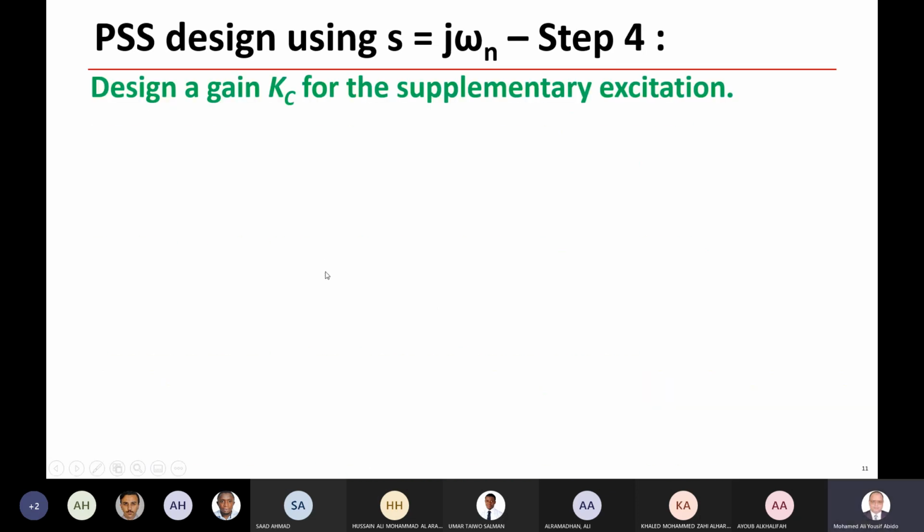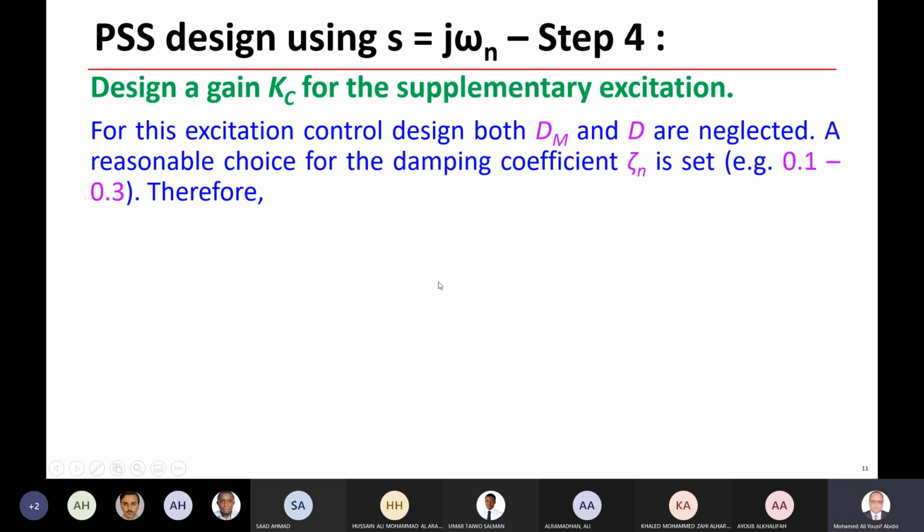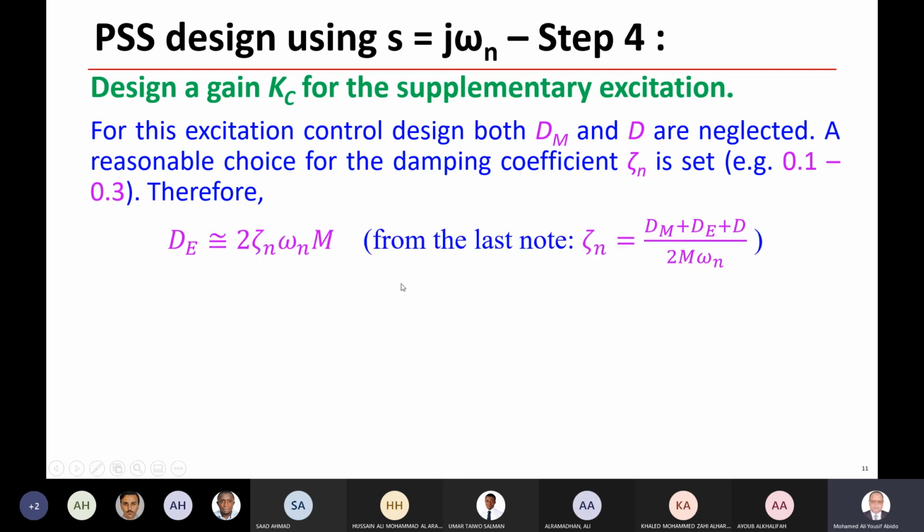Is it clear? Okay. Now KC. We designed T1 and T2. Actually, we assume T2 and then we get T1. This is our design for the lead lag block. For KC, we need to amplify the signal. We need to multiply the signal that comes from the power system stabilizer by the gain here. And if you go back to the material on improving power system damping, we can have this zeta n equal to this.